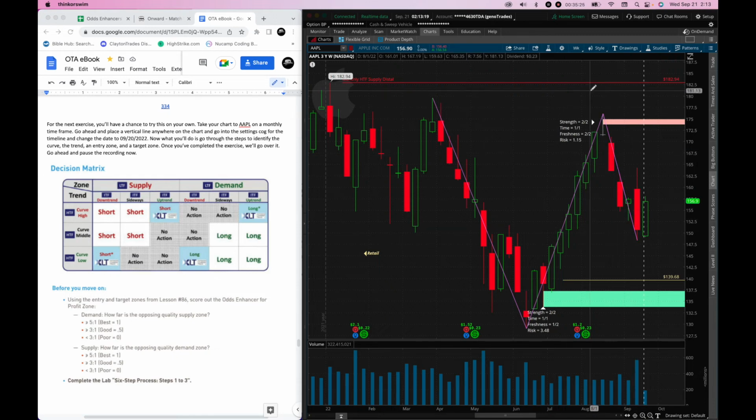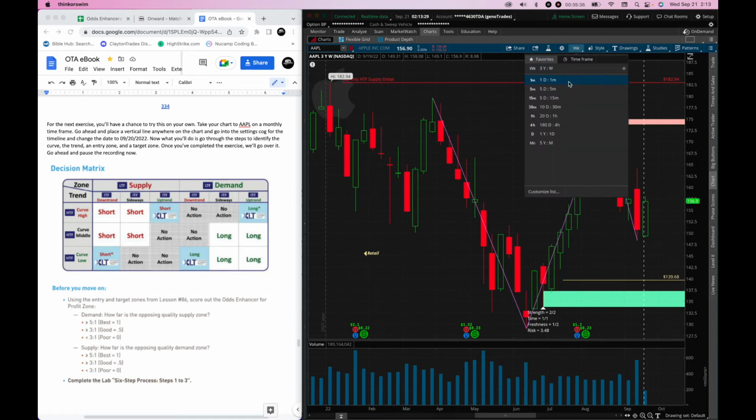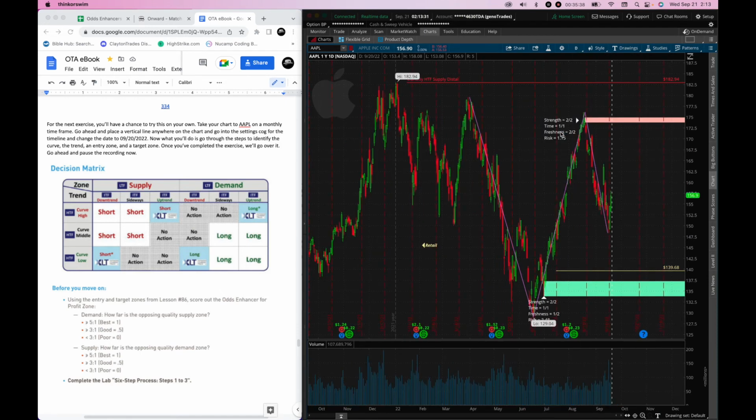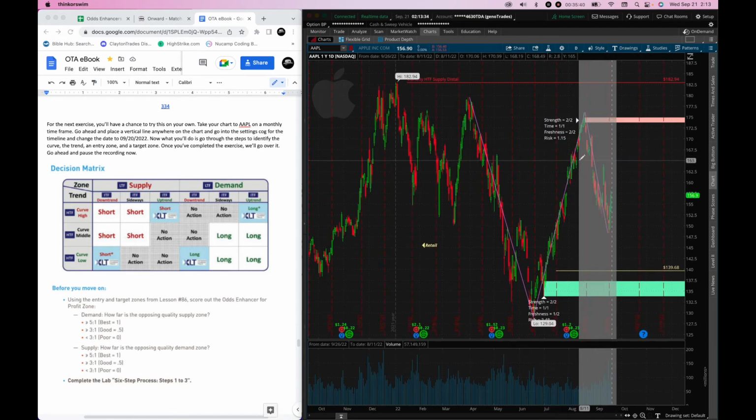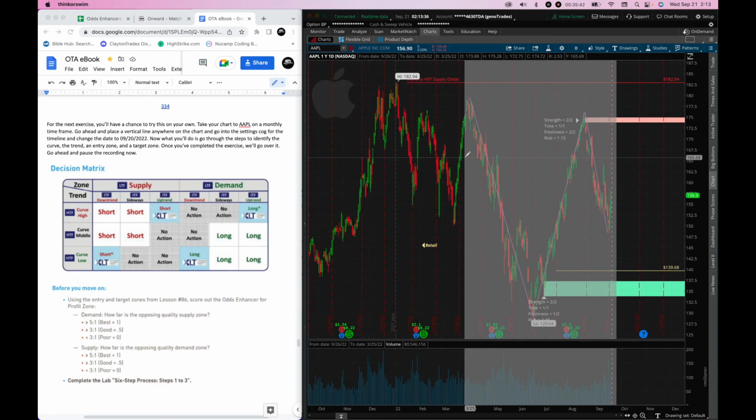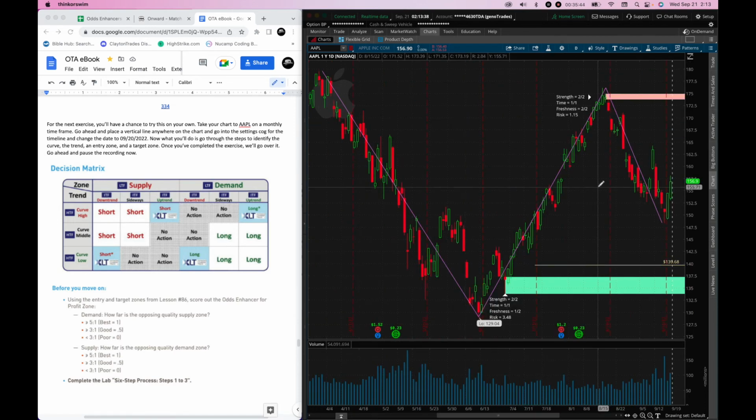All right. So now that we have our trend, we're going to drill down to the next lower time frame to identify our entry and exit zones. So we're going to go from the weekly now down to the daily. Zoom in just a bit so we can get an idea of what we're actually looking at. So again, starting from current price, we're going to go to the extreme in order to identify our supply zone.